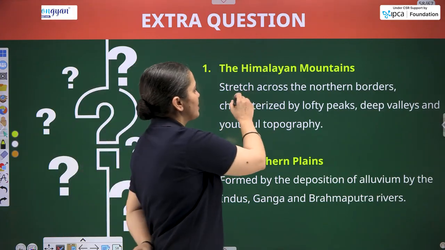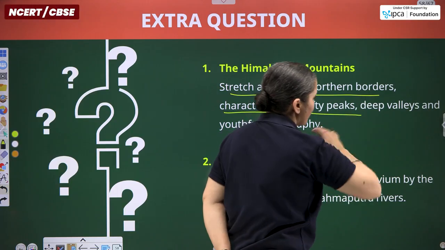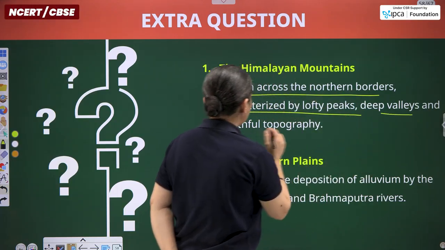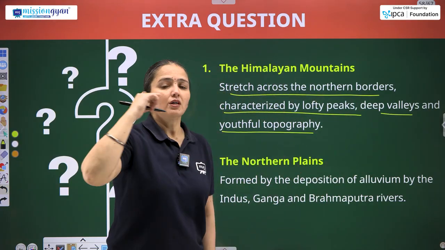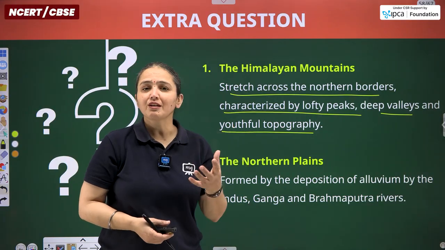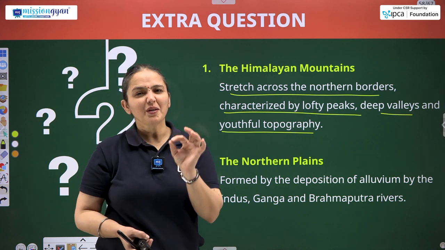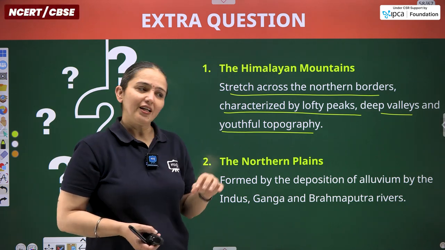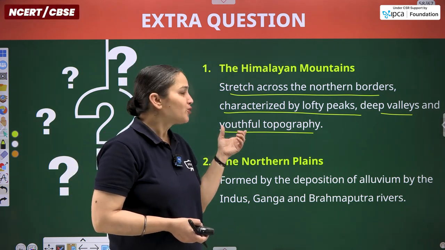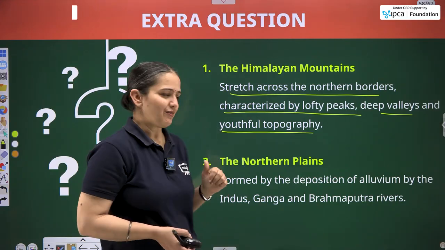The Himalayan mountains are stretched across the northern borders, characterized by lofty peaks. They have tall peaks, deep valleys and youthful topography, meaning they are in their youth, recently formed, though not in the recent past of 10 to 20 years. We are talking about a minimum of 500 years. So the mountains' youthful age is just 500 years old or a bit older than 500 years.